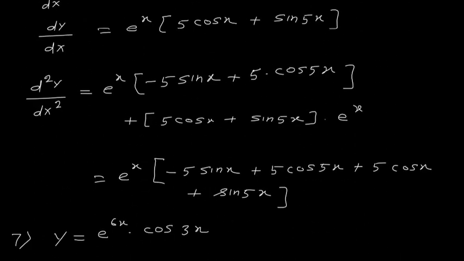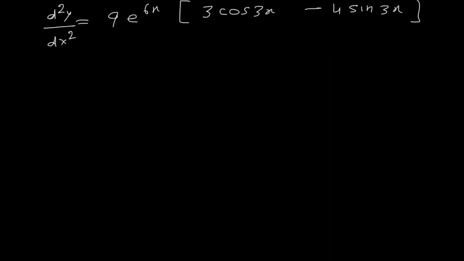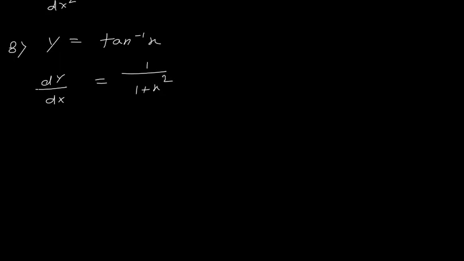This is our seventh problem. Let us see one more question. The eighth problem is y is equal to tan inverse x. Here we differentiate, we get dy upon dx. The derivative of tan inverse x is 1 upon 1 plus x square. We differentiate it again, so we get d square y upon dx square, the second derivative. Now it is 1 plus x square the whole power minus 1.